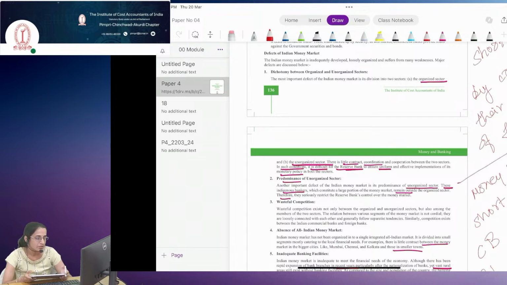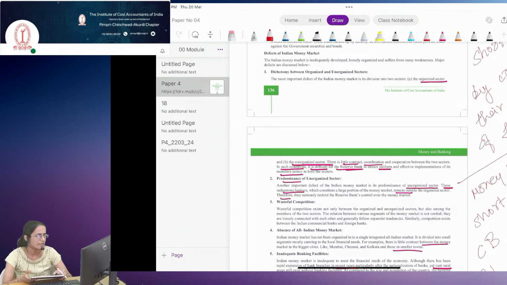So the RBI uses various monetary policies, like, Sheila, you recall we discussed last time: open market operations, variation reserve, that is the cash reserve ratio, moral suasion, right? So when there is no proper cooperation between the organized and unorganized sector, it becomes difficult for RBI to properly initiate these monetary policies like moral suasion, open market operations, and variation reserve, that is cash reserve ratio.